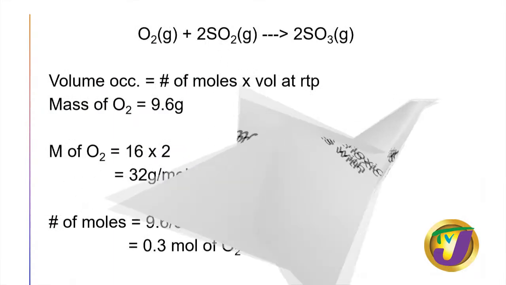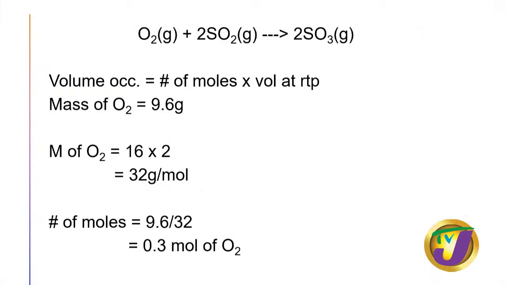All right. So the volume occupied will be the formula that we're going to use, right? Because we were given volume and we're given the RTP. So mass of oxygen, we just finished the question, is 9.6 grams. And the molar mass of oxygen is going to be 16 times 2, which is 32. So the number of moles to answer step one is 9.6 divided by 32. So now you're going to end up with 0.3 moles of oxygen.